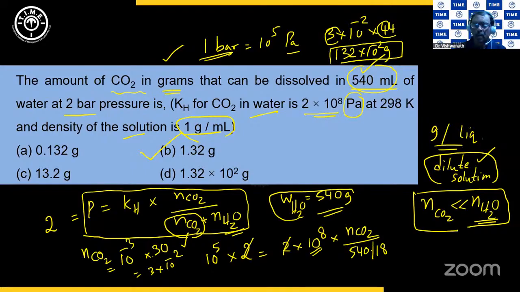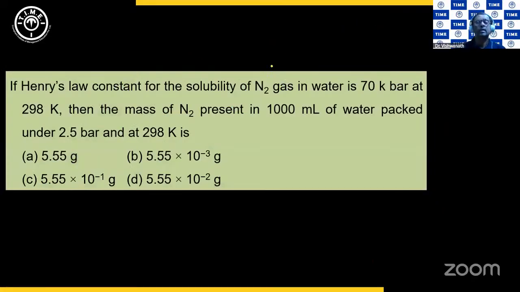Yes. One more Henry's law question we'll take up. Now, Henry's law constant for the solubility of nitrogen gas is 70 kilobar. Kilobar means into 10 power 3. At 298 Kelvin, then the mass of nitrogen present in 1000 ml of water, right, packed under 2.5 bar. So pressure is how much? 2.5 bar. So P equals KH into number of moles of N2 by number of moles of N2 plus number of moles of water. Similar there, right?